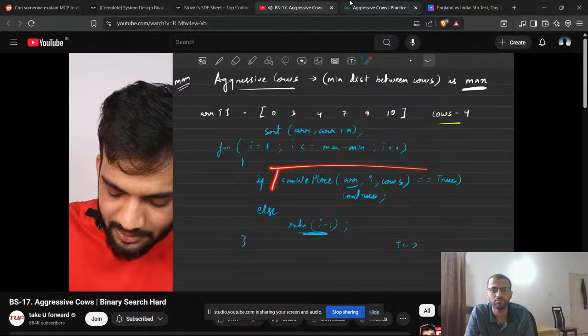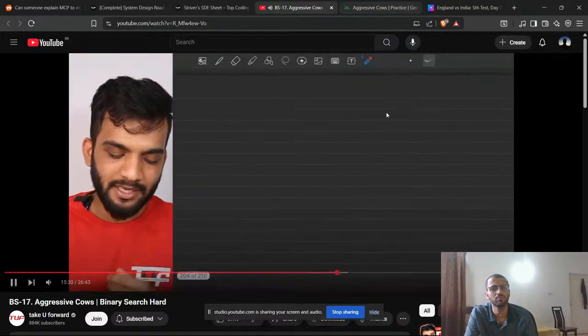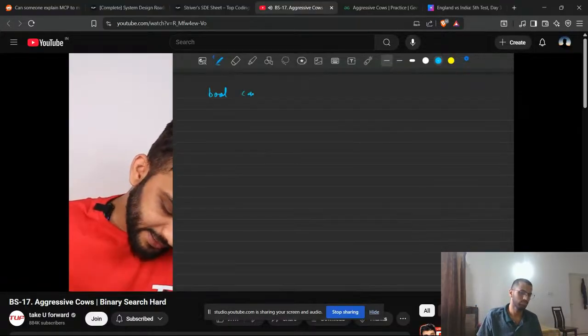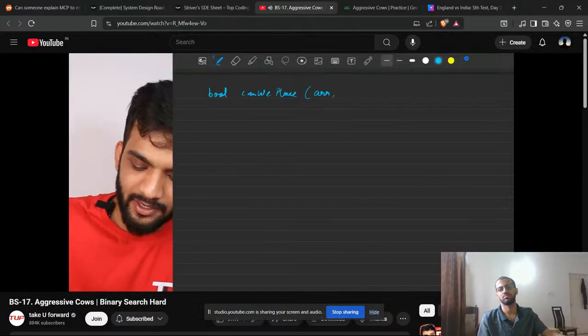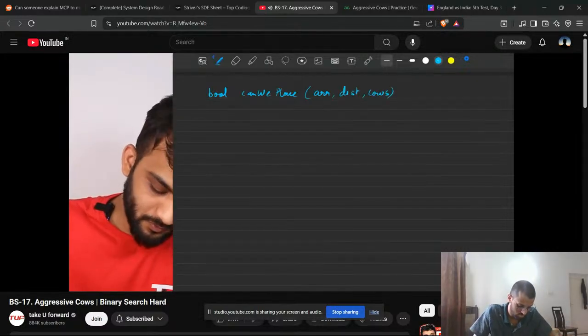After we have implemented can we place, it is pretty much done. Let's quickly do the can we place. So I'll have to write a boolean function and it will say can we place cows, and it will take these stalls, it will take the minimum distance that you have to maintain, and it will take the number of cows that you have to place.